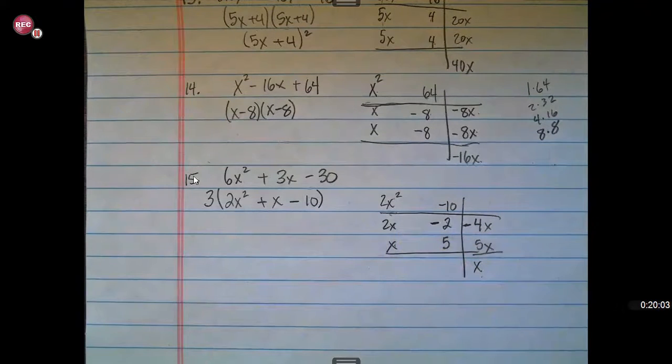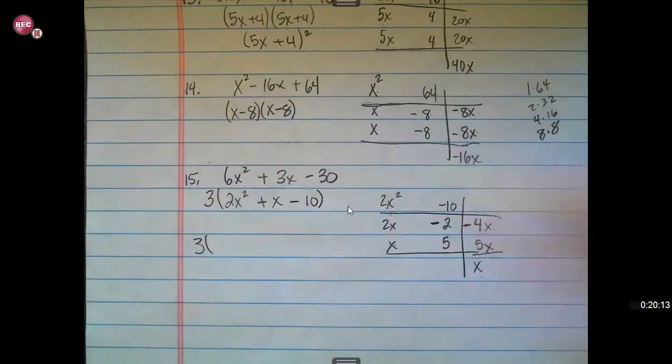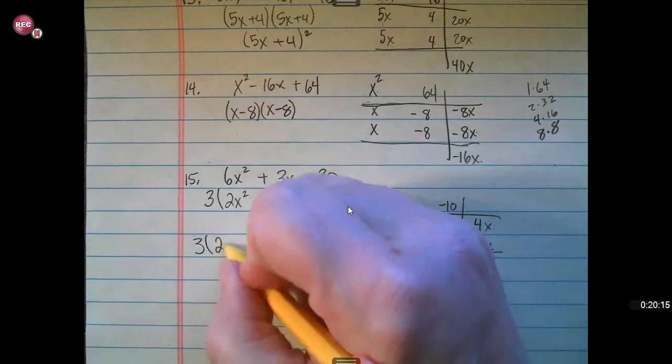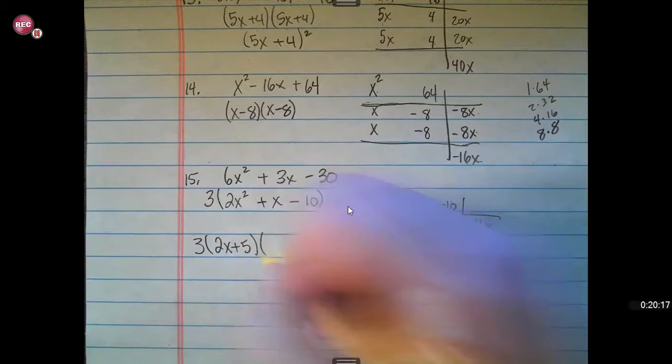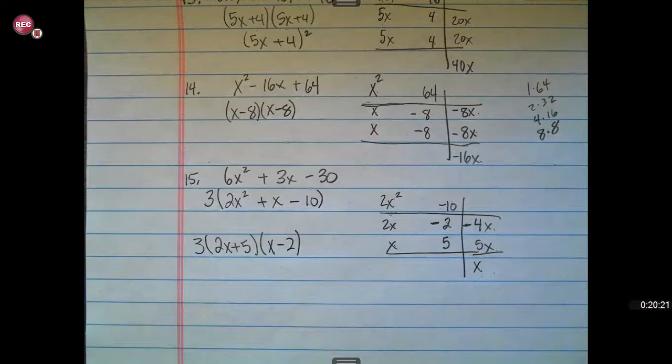5 times negative 2 is negative 10. Negative 4x plus 5x is positive x. So our answer is 3 times the quantity 2x plus 5, times the quantity x minus 2. Okay?